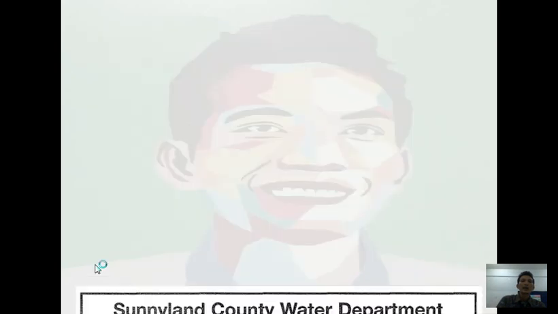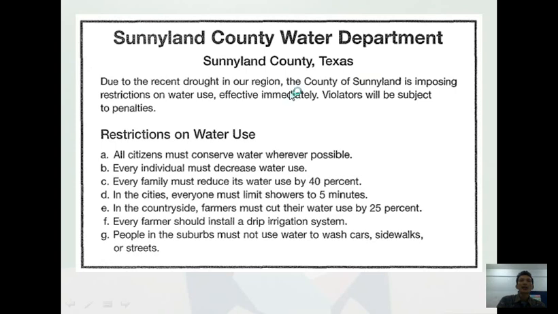Okay, then for Sunnyland, the county water department, look at here. Due to the recent drought in our region, the county of Sunnyland is imposing restrictions on water use. Effective immediately, violators will be subject to penalties. Restrictions here. Okay, I try to answer number 1. All citizens must conserve water wherever possible.